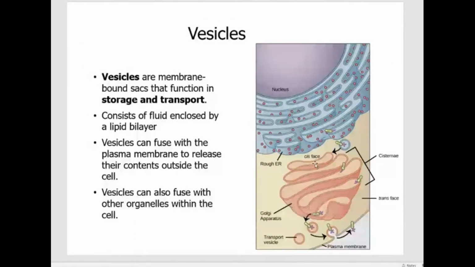Now the Golgi apparatus has directions. There is a cis face, and the other one is the trans face. The cis is the receiving end, like the receiving dock, the entrance. And the trans is more like the exit. This is where things are transported out of the Golgi apparatus. So entrance, exit: cis and trans.